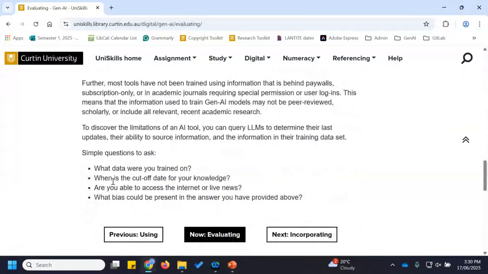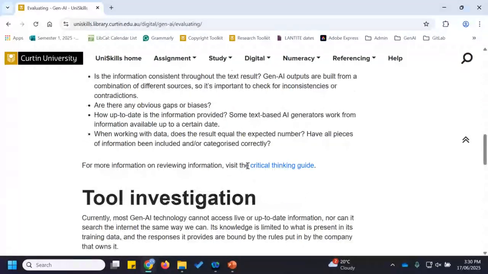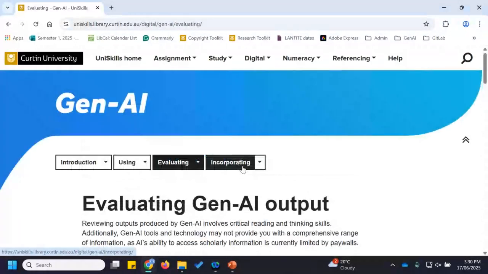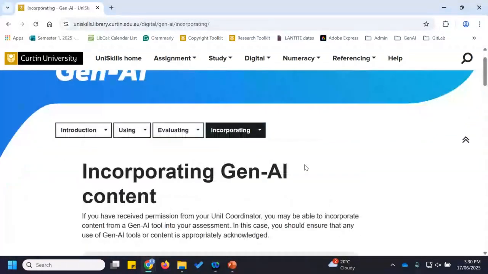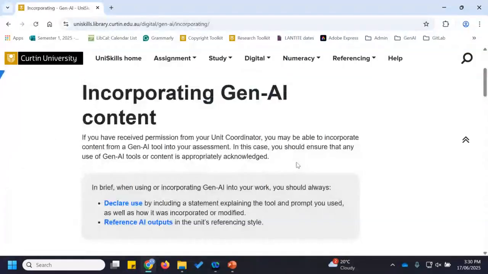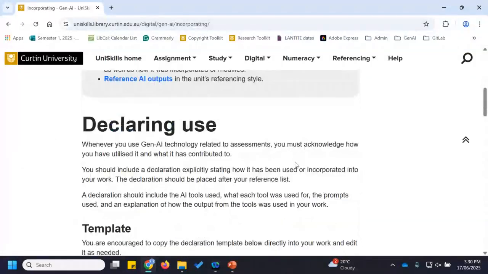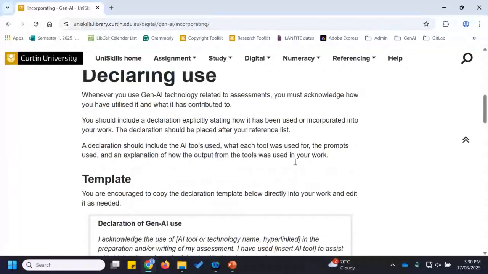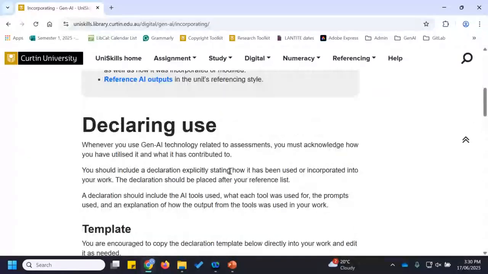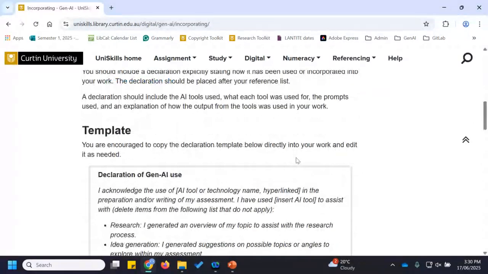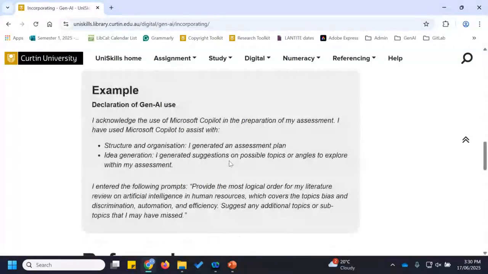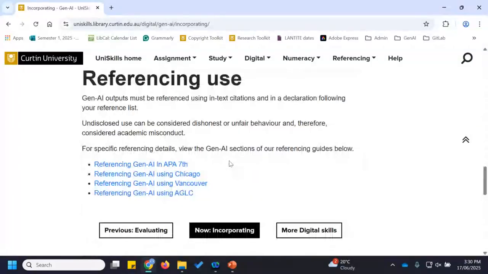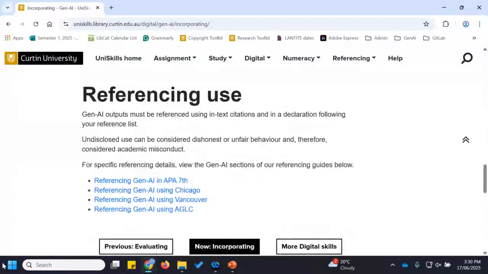like, what data were you trained on? What's the cutoff date for your knowledge? Because that's a big thing as well. Not a lot of them will be up to date, especially if you're using the free versions. And then how to incorporate it. So again, if you're allowed to use it, there's just more information there about referencing, how to include the declaration, and then some links to the referencing pages as well.